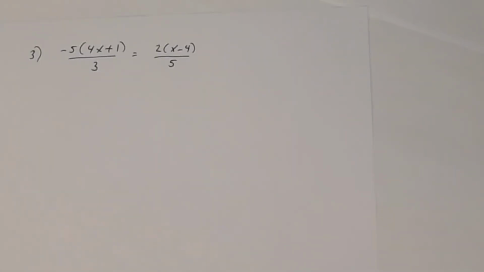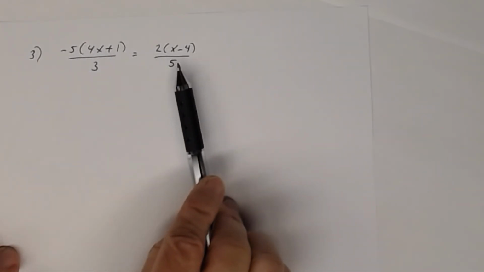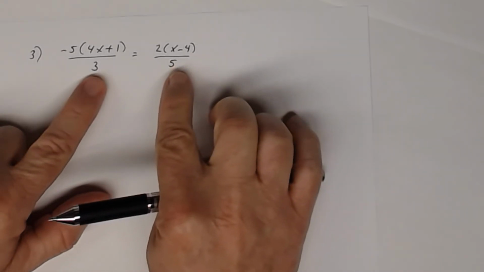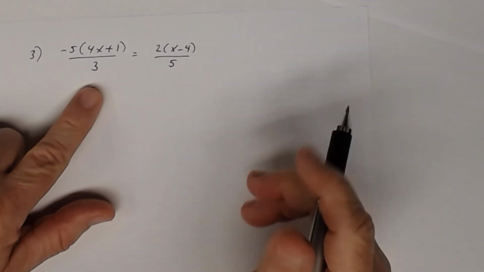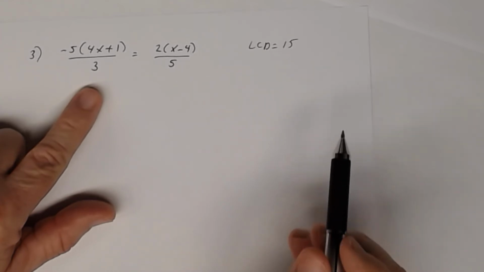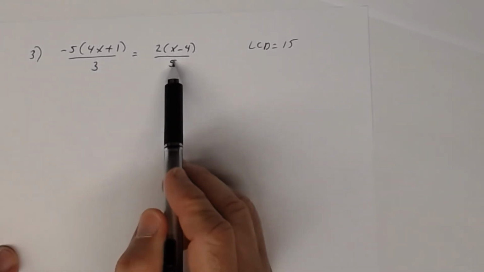All right, so when I solve this linear equation, notice that I have one fraction equal to another fraction, and the denominators are 3 and 5. And so it's easy to see that the least common denominator would be 15. So remember, you want to clear those fractions. At some point, we're going to multiply both sides by 15 to get these denominators to be 1s.